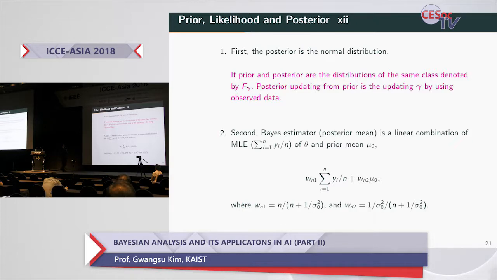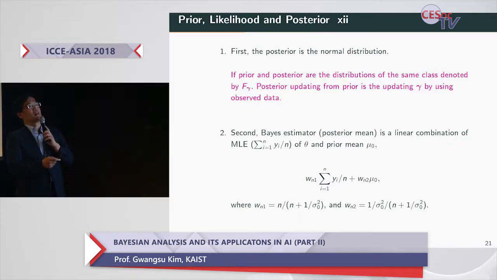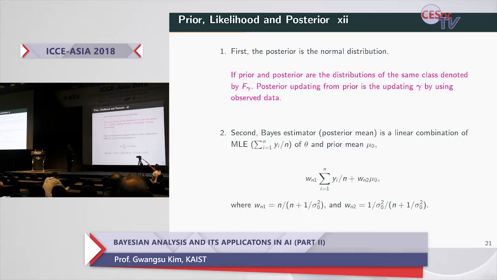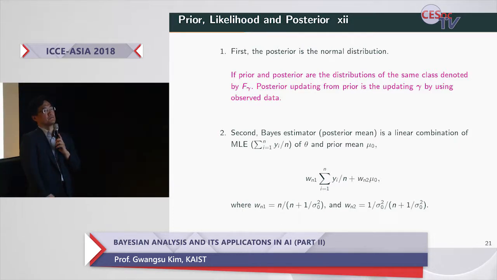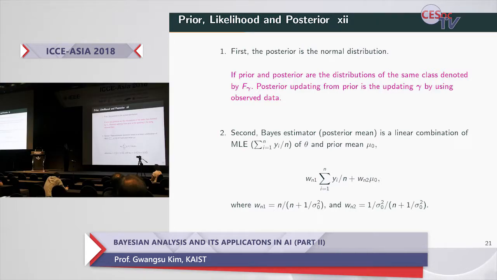And second, the Bayesian estimator. Bayesian estimator means the posterior mean. The mean of the posterior distribution is a linear combination of the MLE of theta and the prior mean mu 0. We can write the posterior mean like this. Here W_n1, W_n2 are like this. So the posterior mean, called the Bayesian estimator, is a shrinkage estimator in the direction of the prior mean mu 0.